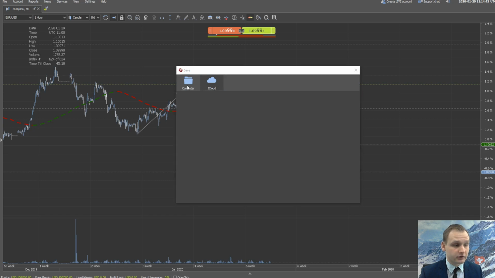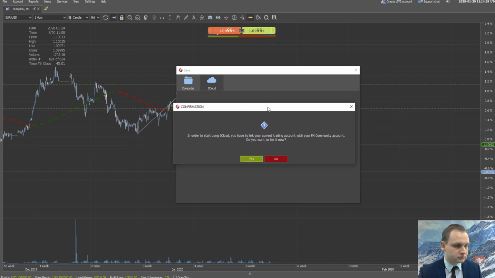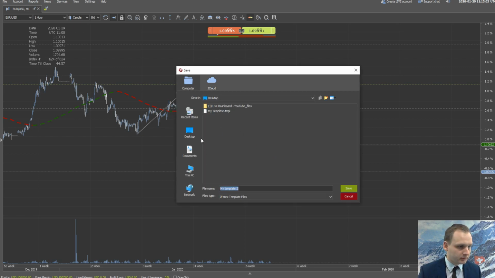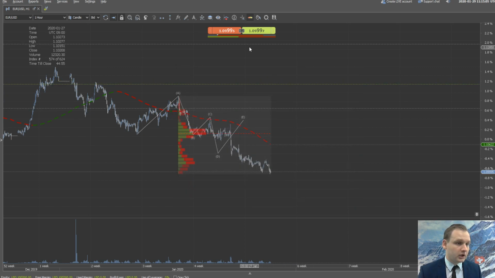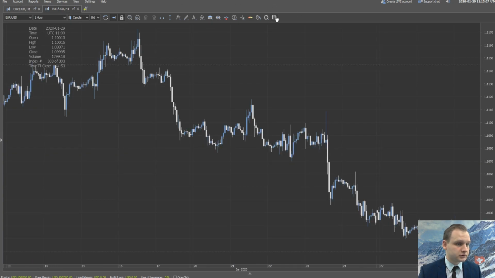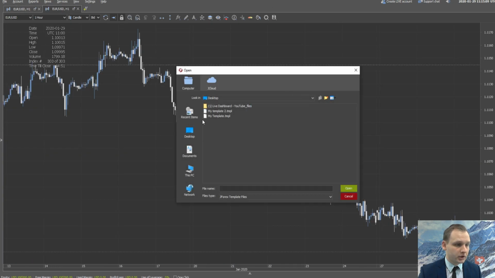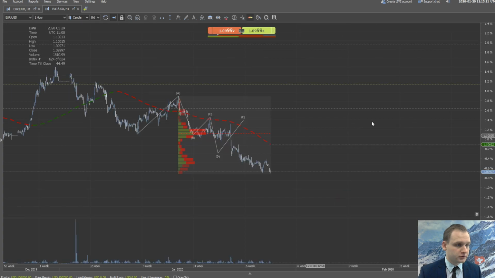We are offering JCloud, and you can have your templates stored on the cloud, and that means that if you use a couple of PCs, then you can do it that way. So, of course, it's asking me for confirmation to connect it all, but not this time. Let's just save it on the desktop, and then open template, my template 2. See, now I load it.